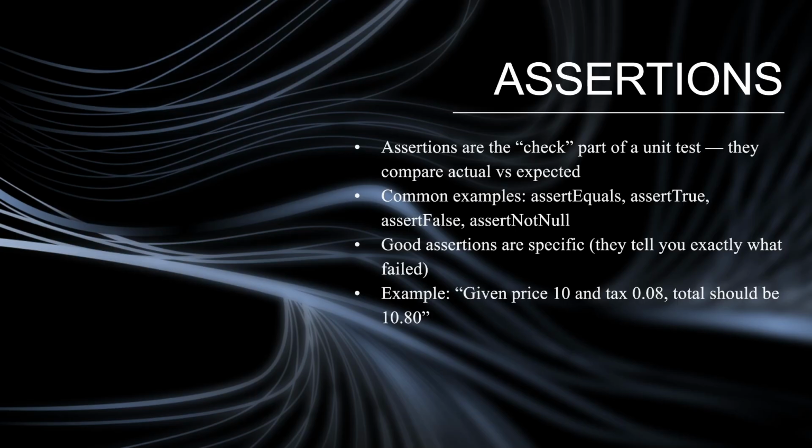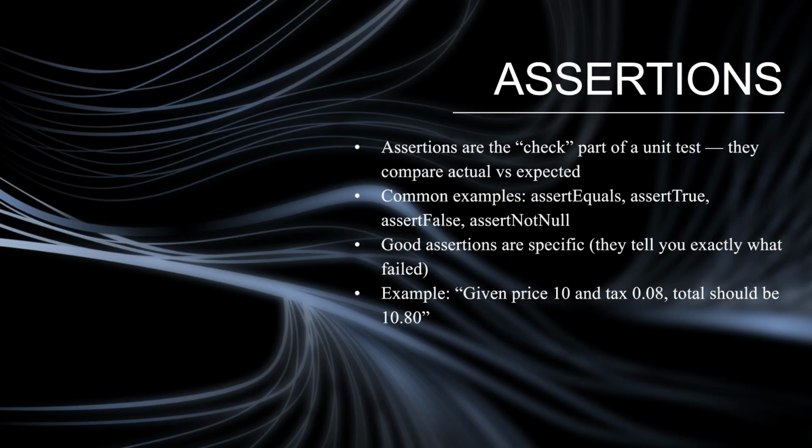Common assertion styles include checking equality, checking a condition, and checking that something is not null. For example, assert equals would compare an expected value and an actual value. A plain English version would be, I expected the total price to be $10.80, but the program gave me $10.50. This test would fail.